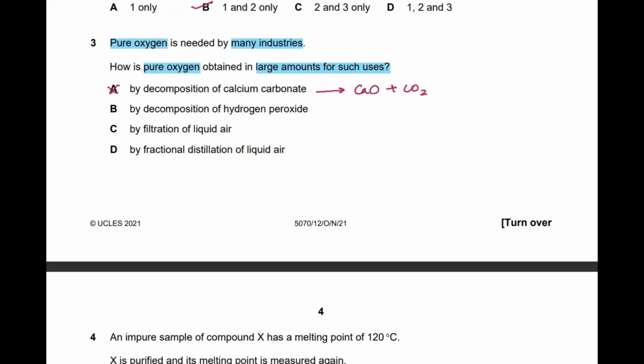So A is out of question. B again is going to give you a small amount of oxygen. C, by the filtration of the liquid air, again no. And D, yes, by the fractional distillation of the liquid air, we will be getting oxygen. So our option D is the correct answer.